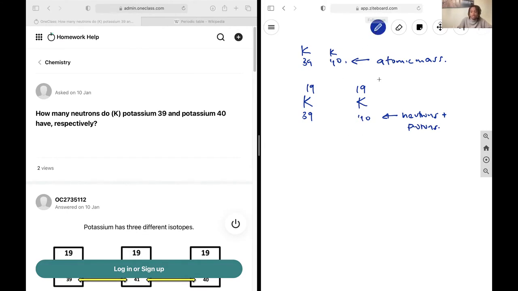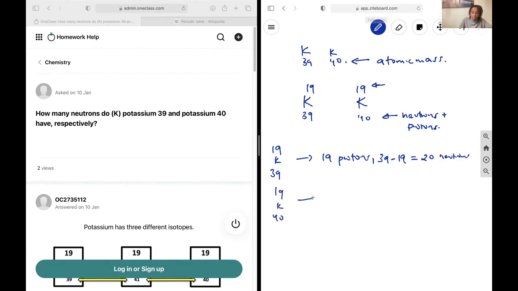And so what that means is if I have 19 electrons and the element is neutral, then that means I have 19 protons too. And so to find out the number of neutrons in both of these, I'm simply going to take away the 19. And so 19K39 has 19 protons and 39 minus 19, and that will give me 20 neutrons.